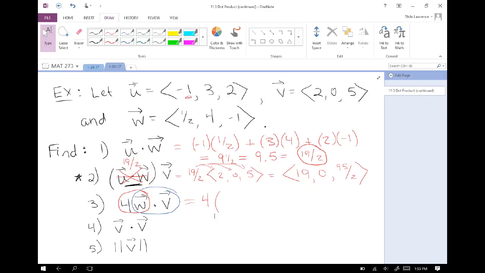What do we get for w dot v? 2 times a half is 1. 4 times 0 is 0. And negative 5, or minus 5. So w dot v is negative 4. And we're being asked to multiply it by 4. No matter what order we do that in, we should get negative 16.